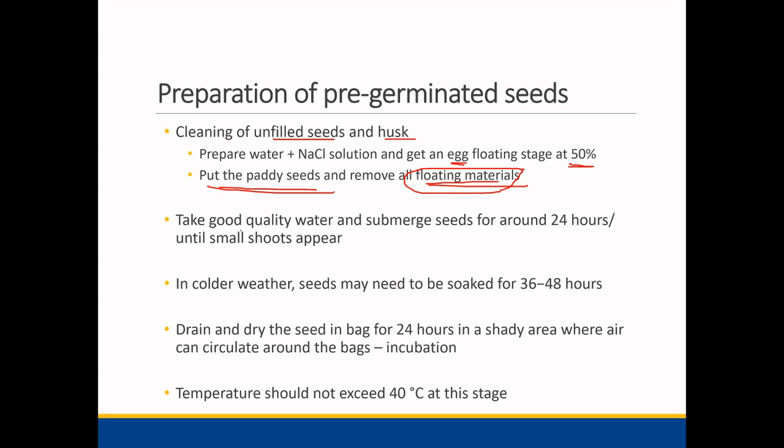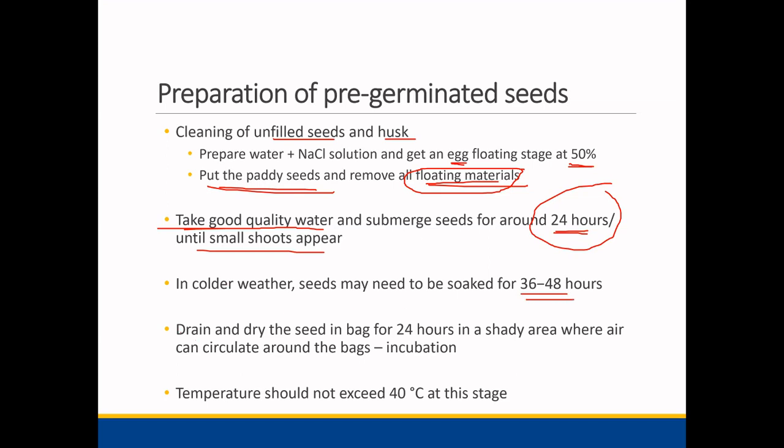And then those quality seeds you have to take for soaking. Take good quality water and submerge the seeds for around 24 hours, around one day, or until small shoots appear. You can visualize whether they show signs of germination. If it is a normal temperature, maybe about 30 degrees, then around 24 hours is fine. But if it's colder weather, then it needs to be soaked a little bit more, 36 to 48 hours, okay?